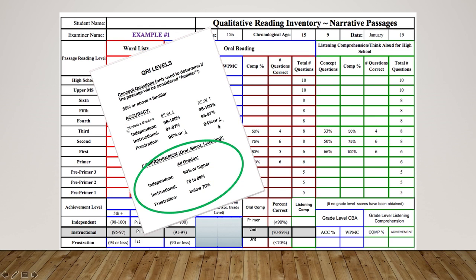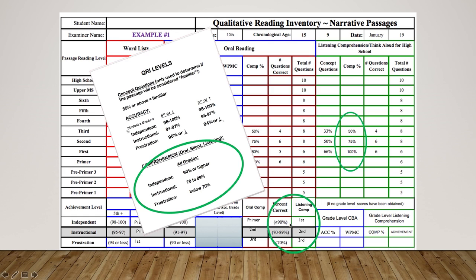So we can see that comprehension, no matter whether it is oral, silent, or listening, all uses the same criteria for the three different levels. And you'll notice right here, it's kind of nice when this happens. It went instructional, frustration, and independent right in a row. So we're going to take that data and put it right down here. You use the same criteria. And so we had 1st grade for listening comprehension, 2nd grade for instructional, and 3rd grade for frustration.